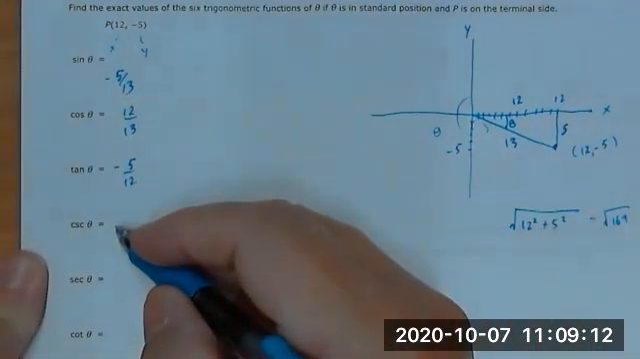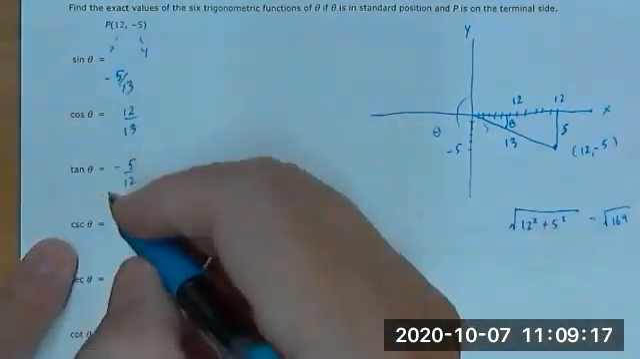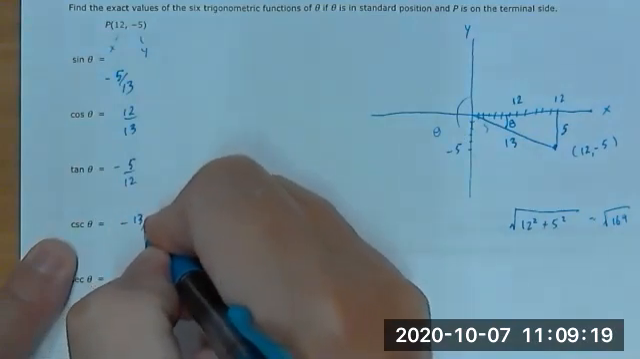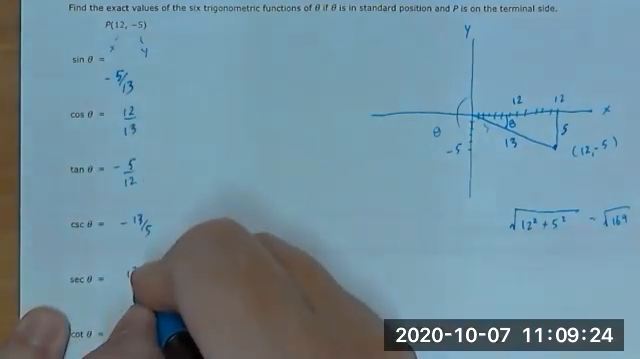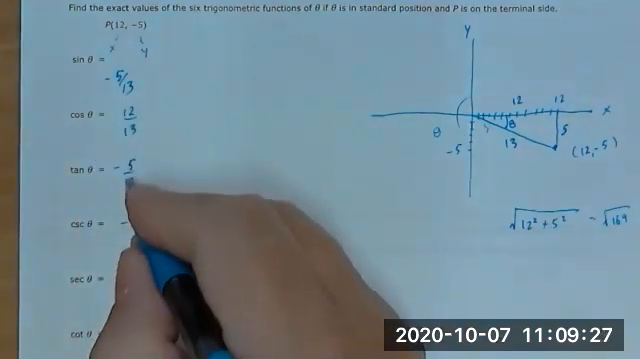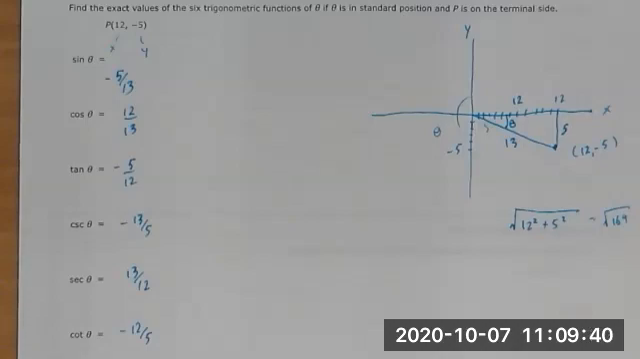Now, for the last 3 trig functions, I can just do my reciprocals. Cosecant, reciprocal of sine, so -13 over 5. Secant is reciprocal of cosine, so it's 13 over 12. Cotangent is reciprocal of tangent, -12 over 5. All right. Not too bad, hopefully. See what we have next.